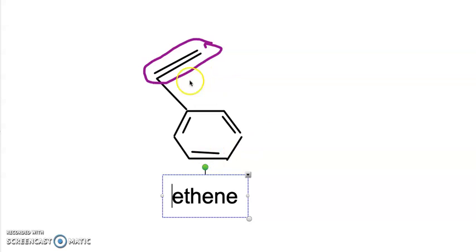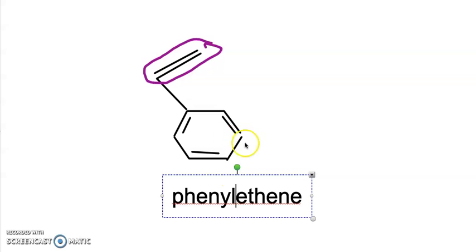So how we're going to name this benzene is we're going to put in the prefix as a side chain. So because we're putting in the prefix as a side chain, though, we're not going to call it benzene. We're going to call it phenyl. Okay, so phenylethene is what this guy is called.